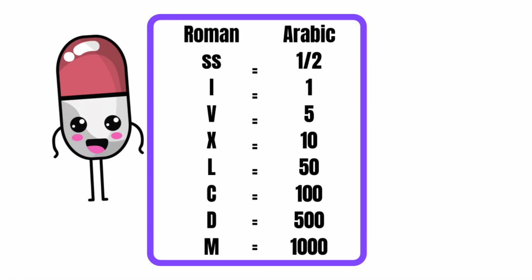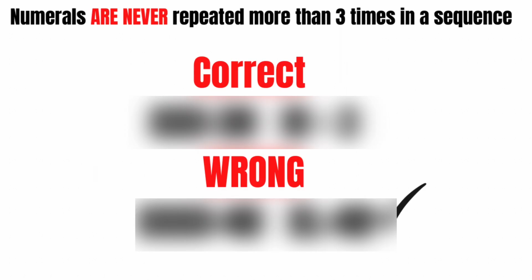Alright guys, so now let's talk about Roman numerals. So Roman numerals are expressed as lowercase letters or capital letters, and are used to record amount or quantity of something. So y'all, there are so many different guidelines for interpreting Roman numerals, so let's go over them so you guys don't get confused. The very first one we're going to talk about is numerals are never repeated more than 3 times in a sequence.